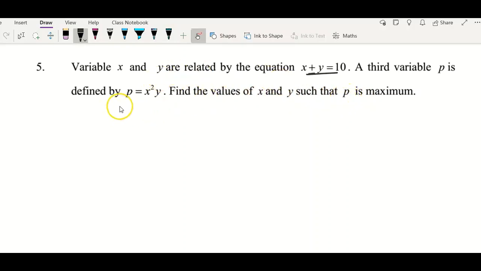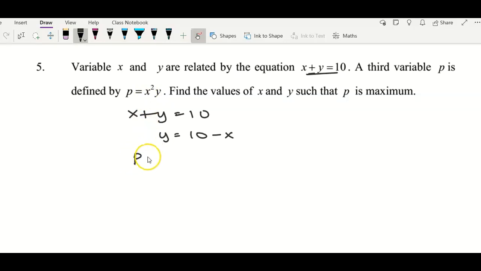So to solve this question, we need to get dp/dx or dp/dy. So we need to decide, we need to eliminate one of the variables, either x or y. So how do we eliminate it? We are going to take this equation and write x in terms of y or y in terms of x. If I write y in terms of x, and then I substitute y as 10 minus x into my p expression, meaning that I'm going to leave the variable x. So later on, we need to find dp/dx.